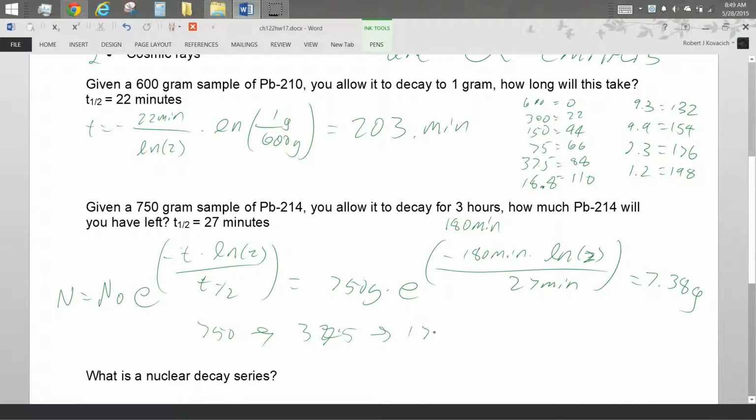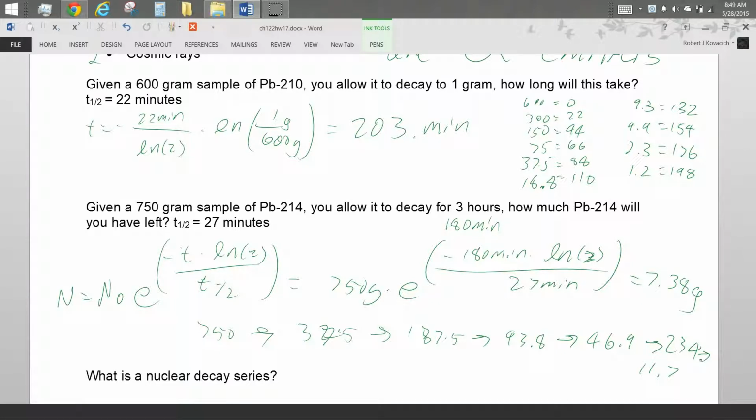100 and what? Yeah, that's it. 187.5 to 93.8 to 46.9 to 23.4. 1, 2, 3, 4. That's 5 half-lives to what? 11.7. Okay, so once we've hit 6 half-lives, we're at 11.7, which is pretty close to 7.38.